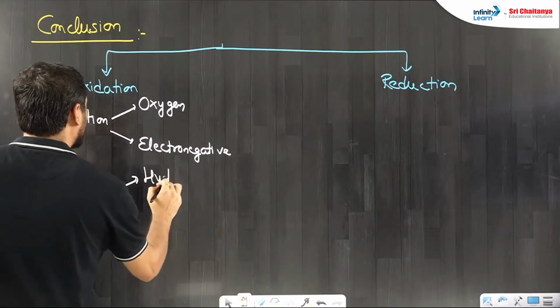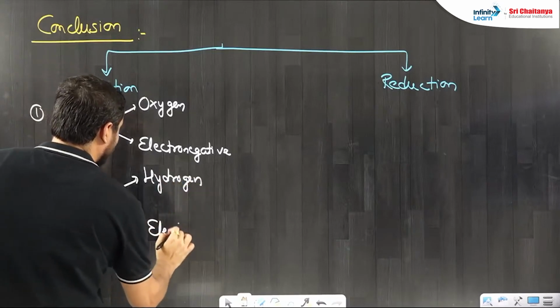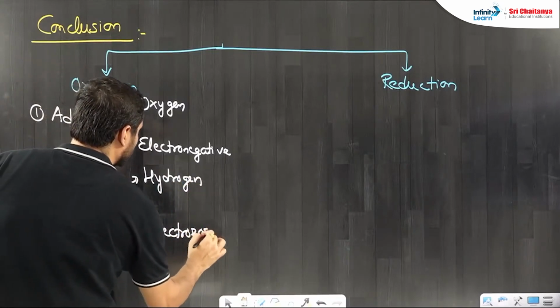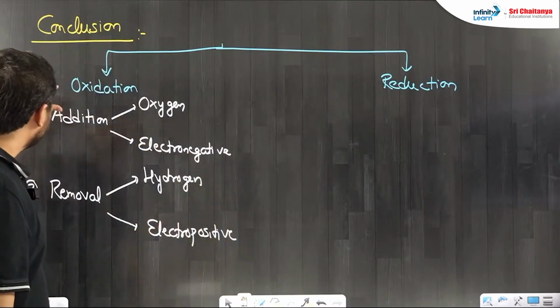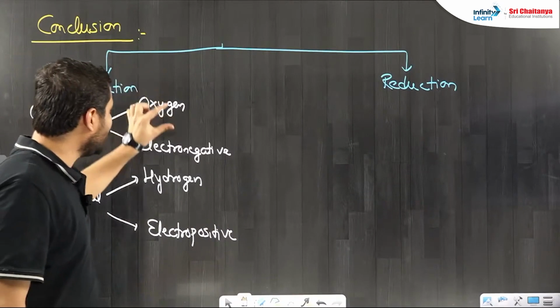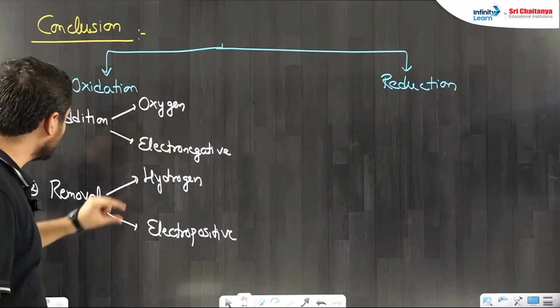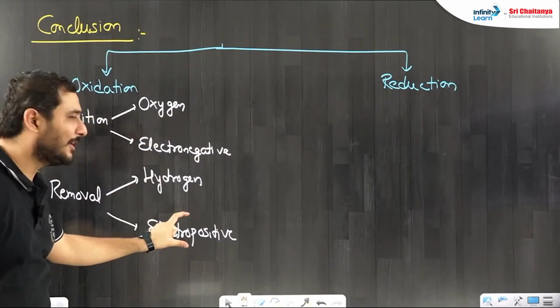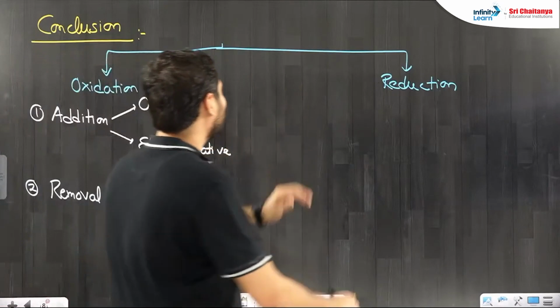And for removal, what we have to remember? Removal of hydrogen or electropositive element. This is also called as oxidation. So in addition, 2 cases, oxygen or electronegative element is added, then it is which process? Oxidation. Hydrogen or electropositive element is removed, then also which process? Oxidation.